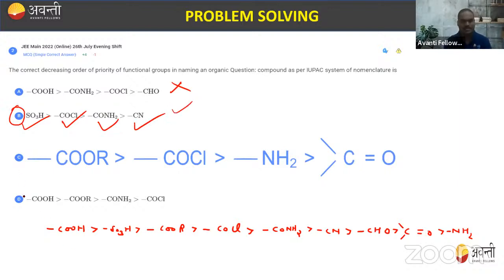Let me explain options C and D as well. In option C, we have COOR, fine. After COOR, we have COCl, fine. After COCl, we have NH2 and then C=O. This is not right because the ketone group has higher priority than the NH2 group. So this is wrong. In option D, we have COOH, then COR, which is also right. Then comes CONH2, then COCl. This is not true because COCl has higher priority than CONH2. So which option is correct? Only option B is correct.